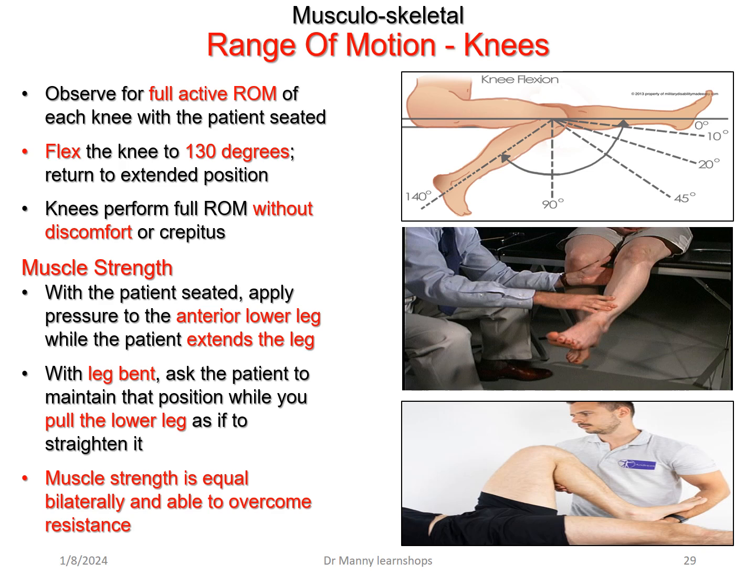Muscle strength is determined while the patient is seated, and you apply pressure to the anterior lower leg while the patient extends the leg. With the leg bent, you ask the patient to maintain that position while you pull the lower leg as if to straighten it. Muscle strength is equal, bilateral, and able to be overcome as far as resistance goes.